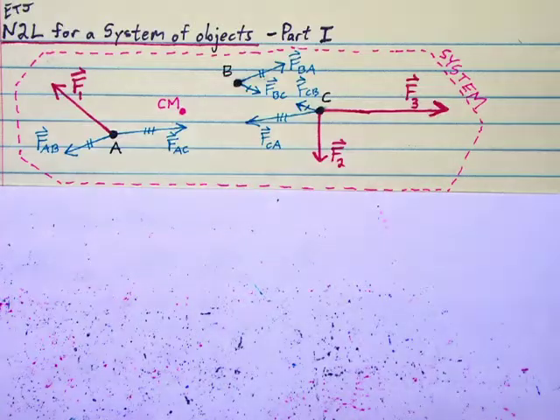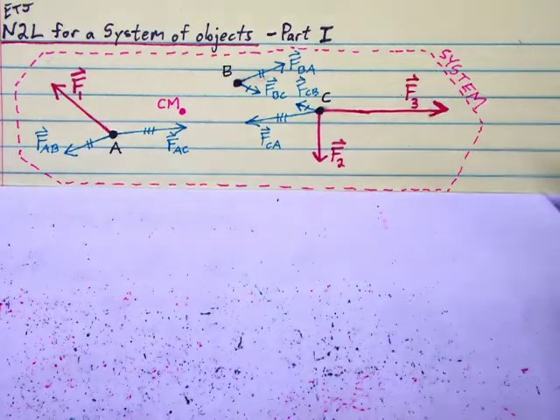I'd like to put together our definition of a system of objects, our definition of the center of mass of a system of objects, our knowledge of Newton's third law and N3L force pairs, and our knowledge of Newton's second law, put all that together to derive a new, more powerful version of Newton's second law that we can apply to the motion of a system as a whole.